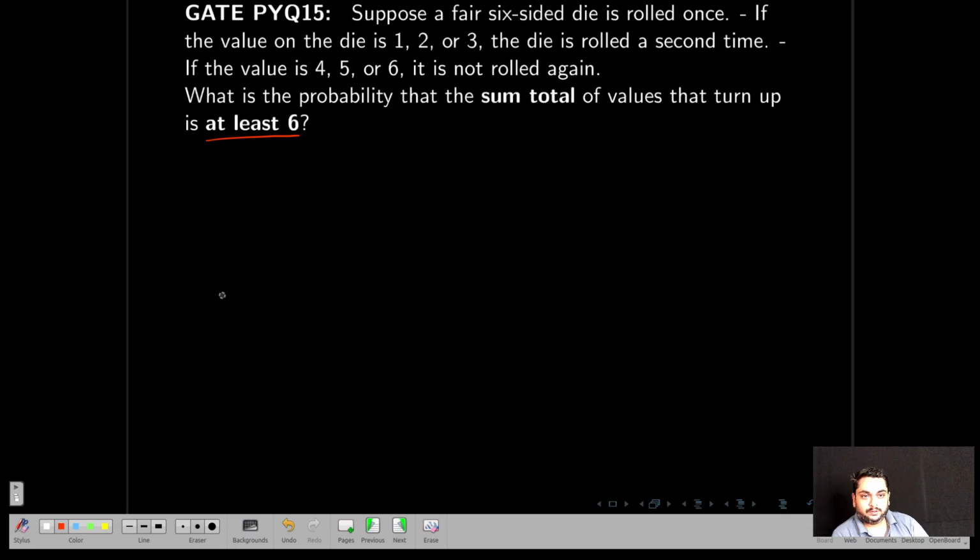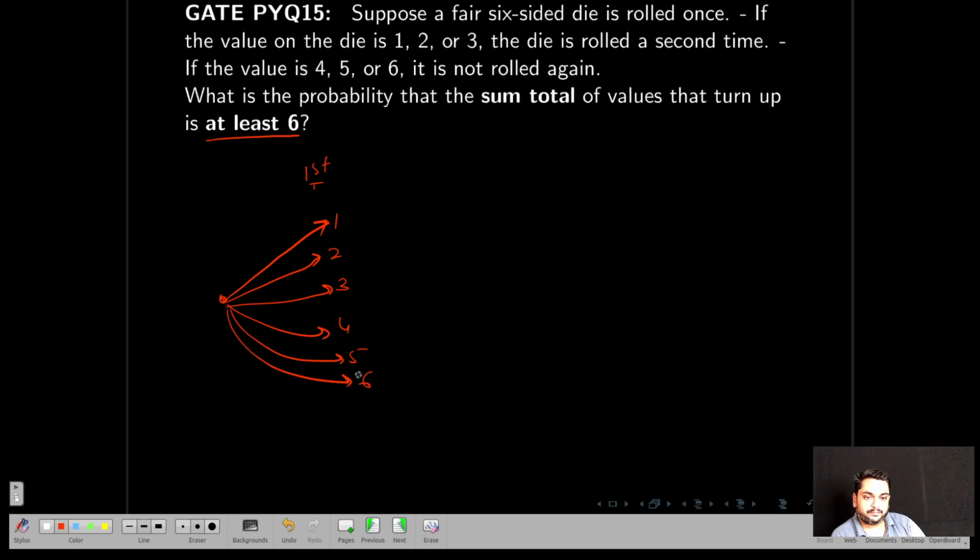Now what they are saying, so let us say this is the first, they will start with the die. So they will toss it for the first time, first trial. So it can be 1, 2, 3, 4, 5, 6. Now if it is 4, 5, 6, it is not rolled again. So it will be stopped here itself. Now if it is 1, 2 or 3, it will be rolled again for a second time.